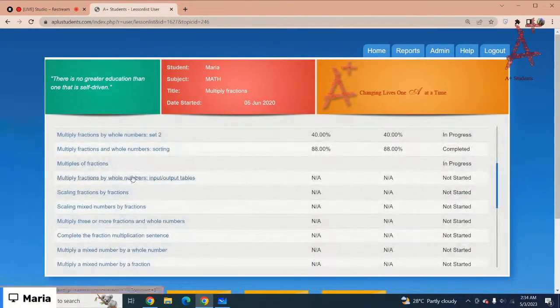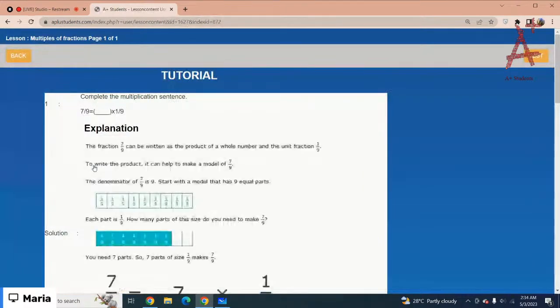Okay, the next one is multiples of fractions. So let's just start with the complete the multiplication sentence. 7 over 9 equals the missing number times 1 over 9. So you need to find a number that when multiplied by 1 by 9 makes 7. Got it? So you already have 1 over 9. So 1 times what number makes 7? 1 times 7 makes 7. That means the missing number is 7. That is an easier way to solve these questions. 7 times 1 is 7. That means the missing number is 7.